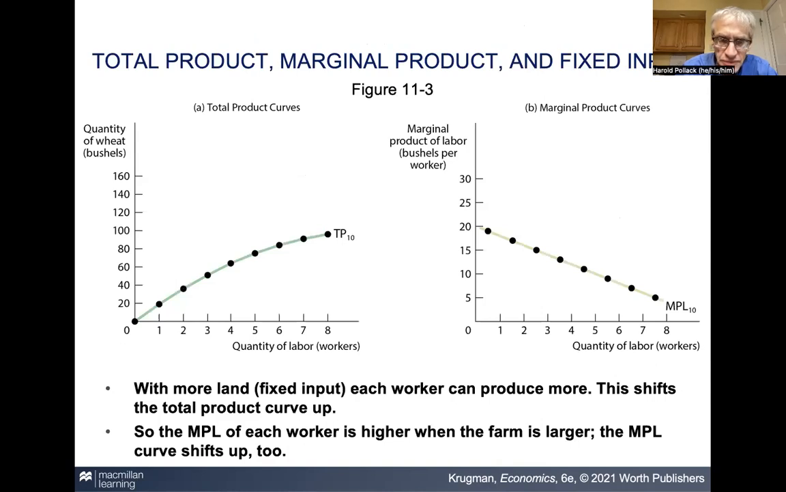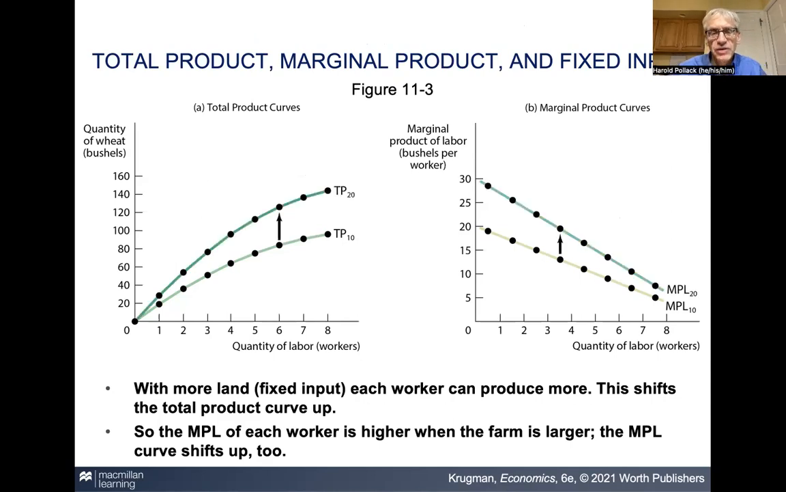And so with more land as a fixed input, each worker can produce more. This shifts the total product curve up, and that's just an interesting fact about the way that labor and capital and land kind of interact. Okay.